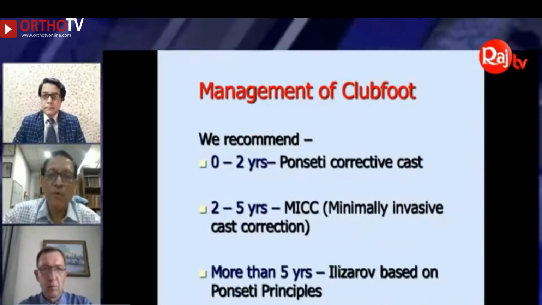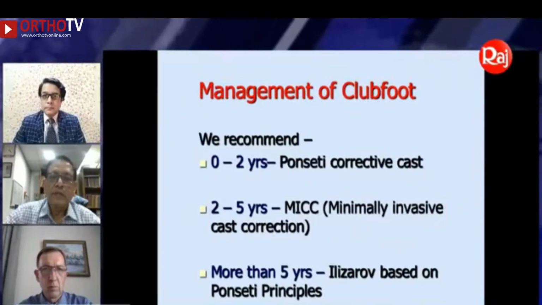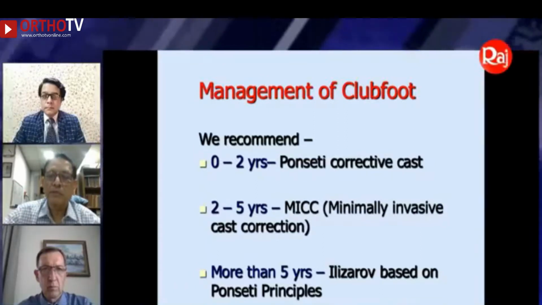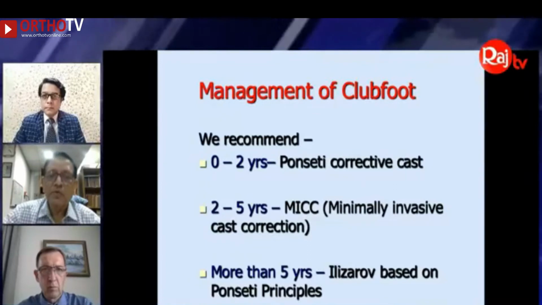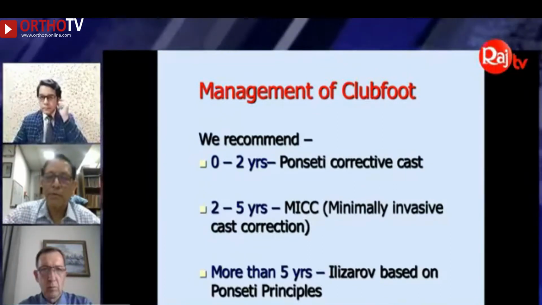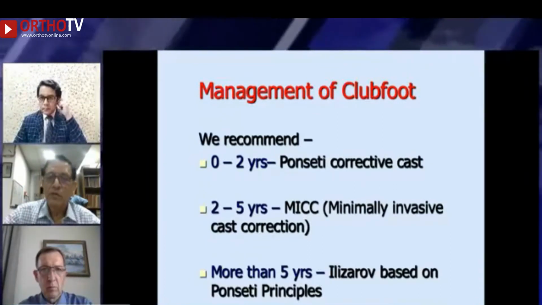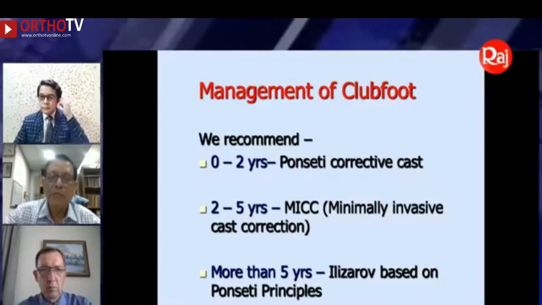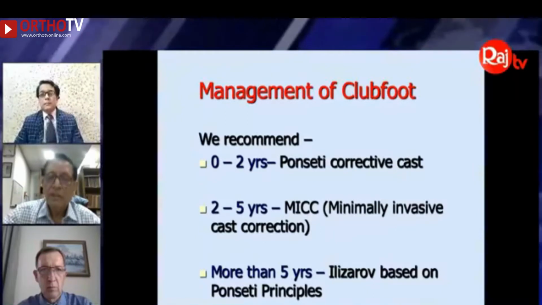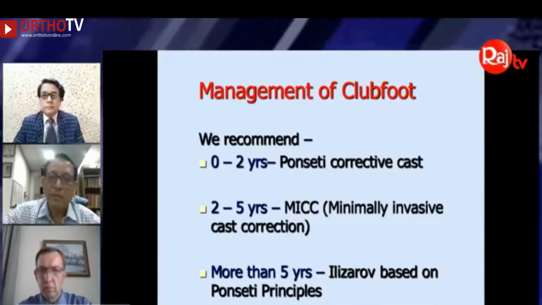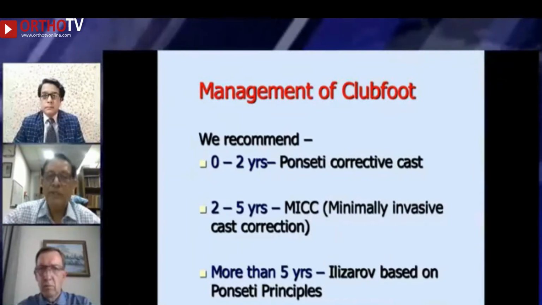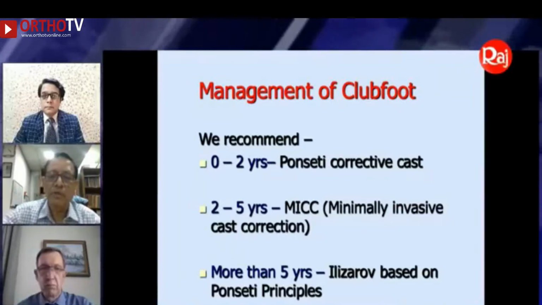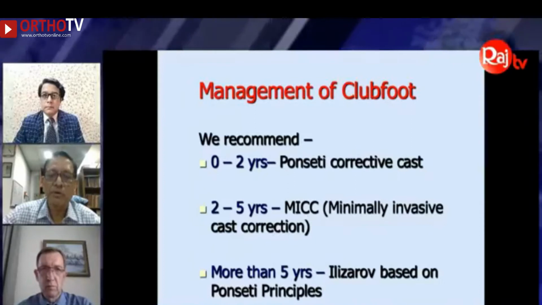We have made our own protocol: 0 to 2 years, we can correct with the positive corrective cast. Then 2 to 5 years, we have developed MICC, minimum invasive cast correction; I will show the cases. And more than 5 years, Ilizarov based on the Ponseti principles. Only the atypical clubfoot, there we can start after 1 year or 2 years. That was told by Dr. Bari.